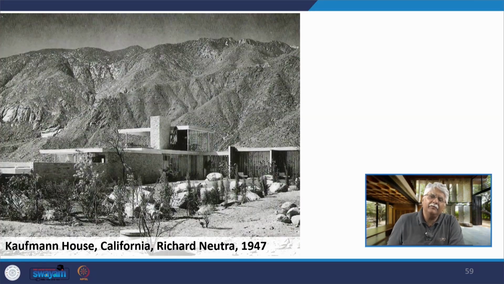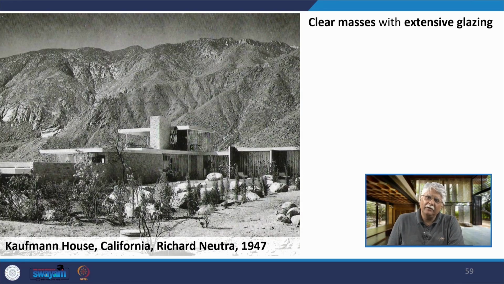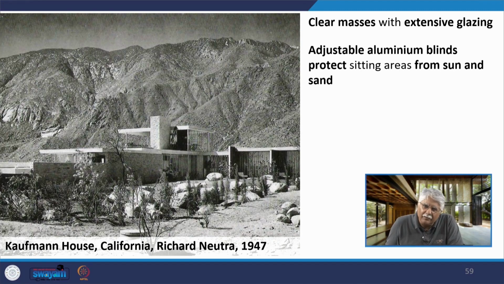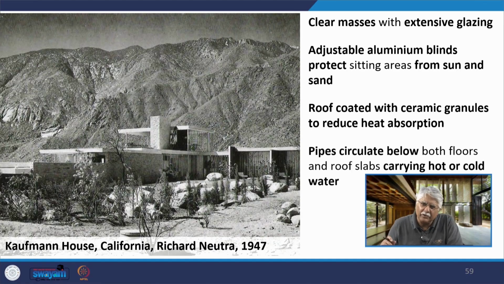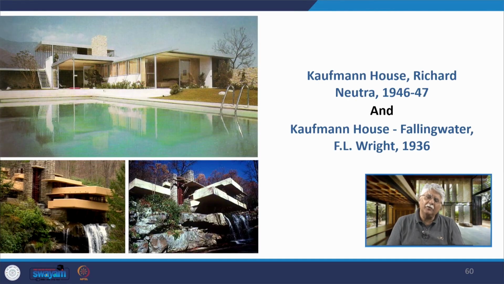Then we come to the Kaufmann house with the clear mass, extensive glazing, built in a desert-like climate of California, with adjustable aluminium blinds protecting the sitting areas from the sun and sand. The roof is coated with ceramic granules to reduce heat absorption. Pipes circulate below both floors and roof slabs carrying hot or cold water. So in fact there are two Kaufmann houses. This Kaufmann house was designed in the desert in California by Richard Neutra.